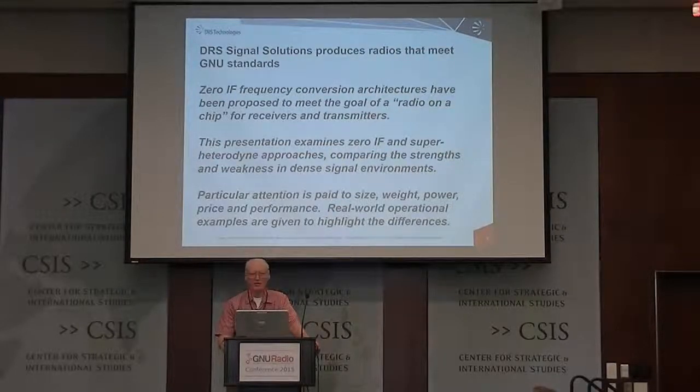And you know, the radio spectrum is getting more and more crowded with more signals, and so there's more opportunity for radios that don't have robust dynamic range to give you corrupted signals that can really mess up your mission. So we'll look at the Polaris radio, and talk about size, weight, power, price, and performance, because real-world operational examples are given to highlight these differences.